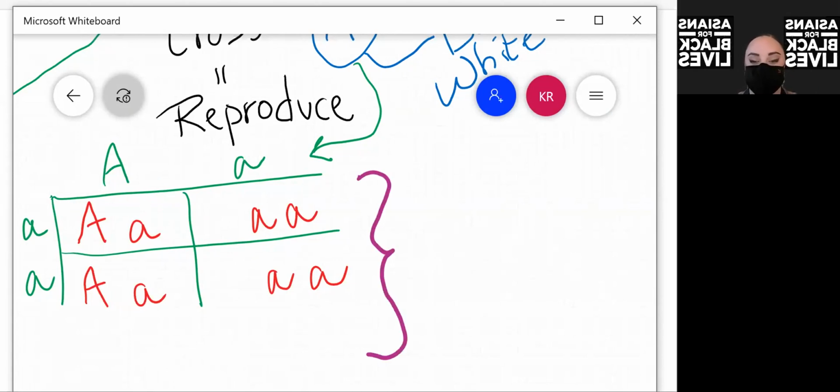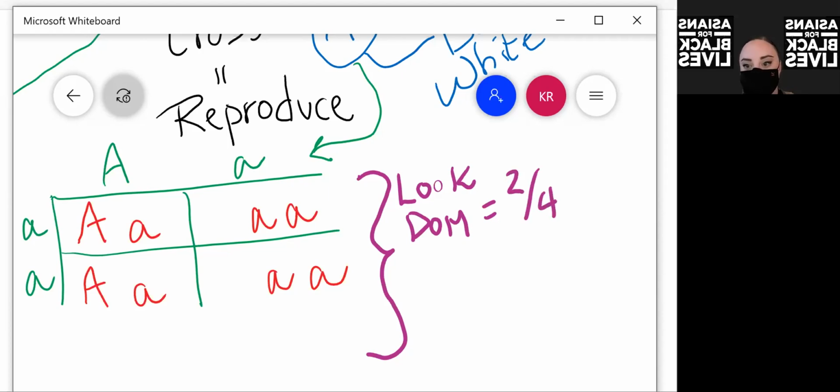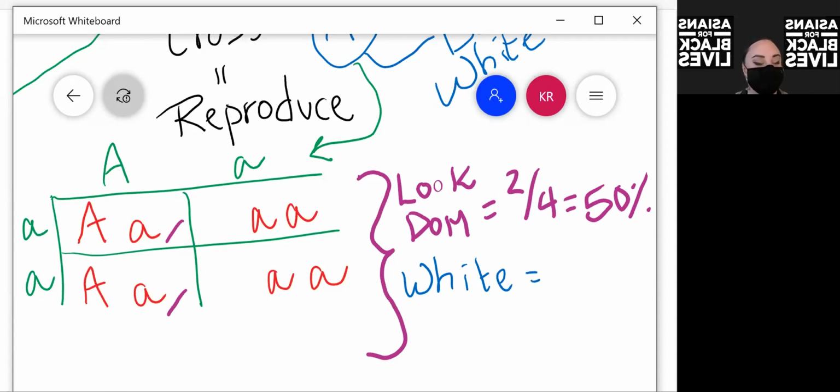So if I look at this Punnett square, what are the chances of these 2 parents having offspring that look dominant? All right, so 2 out of 4, 50% chance, right? That would be these 2 boxes right here. Okay. What are the chances of these 2 parents having offspring that look white? Ah, 50% chance again, because remember, white is dominant.